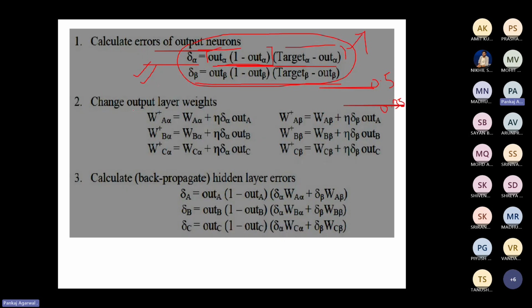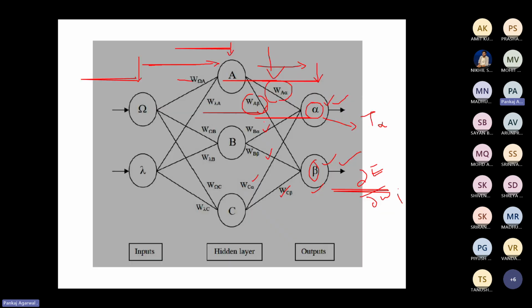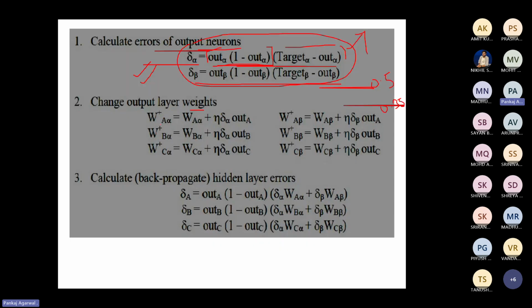So the change in the output layer of weights, I'm now changing the weight, suppose for this one. This is W A alpha. You see, W A alpha. This is a new weight. So the older weight plus this is the change. What is the change and how is it correlated? Recently, I have calculated this value, isn't it? I just calculated this value. Error at alpha. So error at alpha, the learning rate, and what was the output at A?